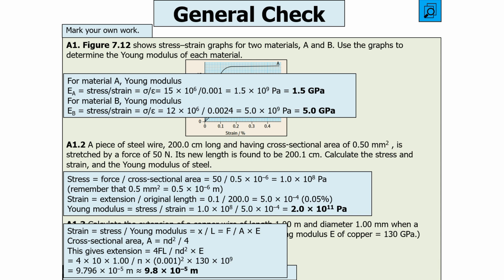Now in this next question again, we know that strain is stress over the Young modulus, which we know is E. It's going to be the extension over the original length, x over l, is equal to the force over the area times by the Young modulus. We know here that the area is going to be pi d squared over 4 because it's just a circle. So therefore the extension is going to be 4fl over pi d squared times by E. Pop in all the numbers. Remember, we go from millimeters into meters and we go from gigapascals into pascals. So therefore we get 9.8 times 10 to the minus 5 meters.